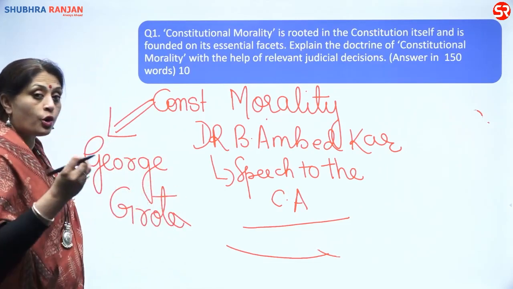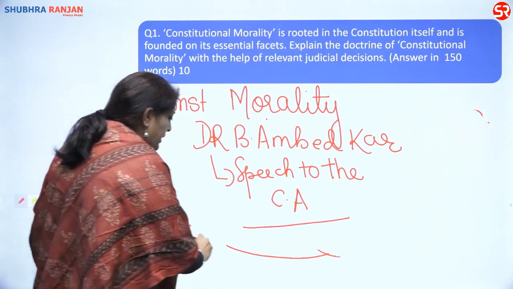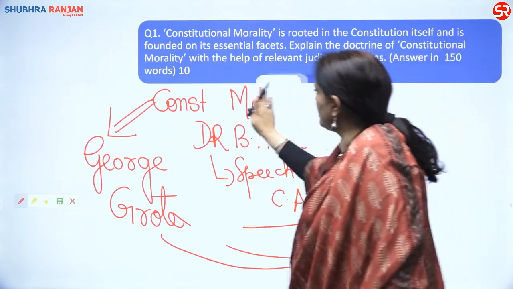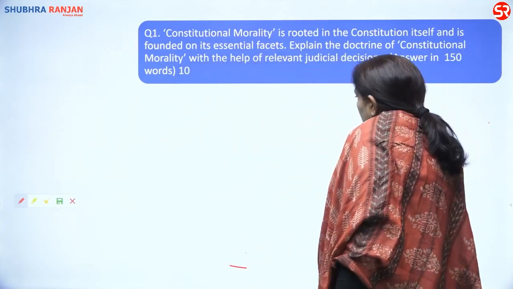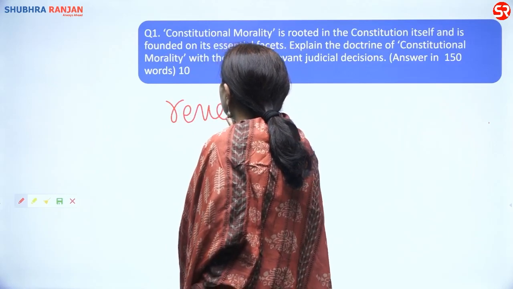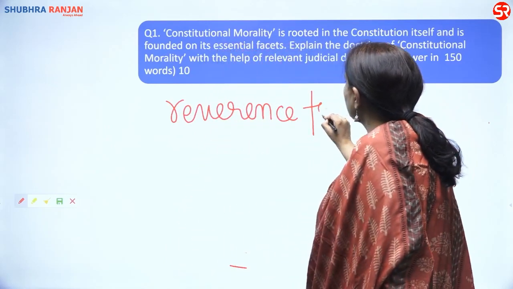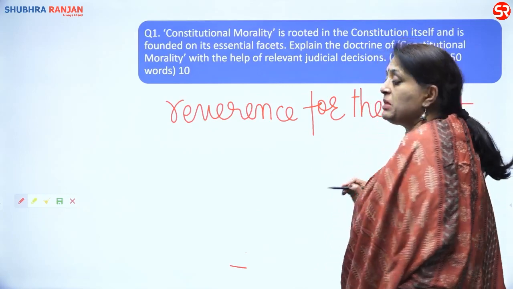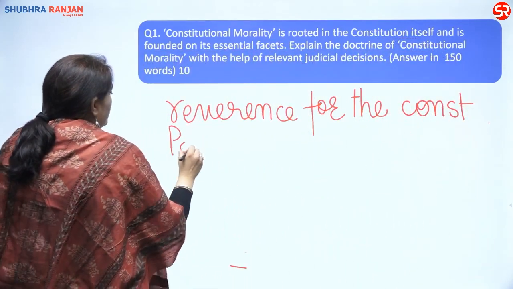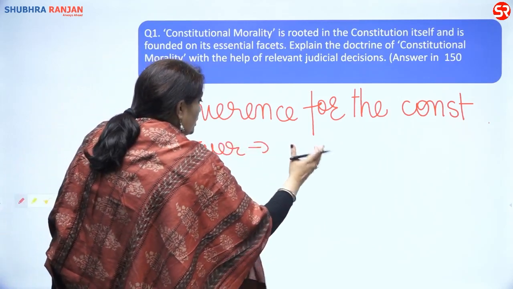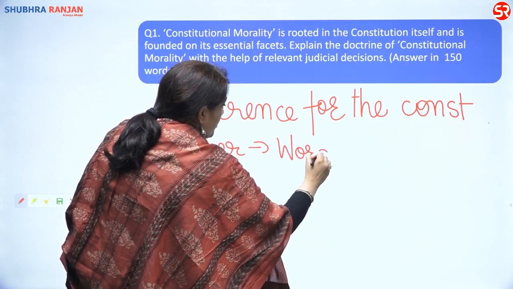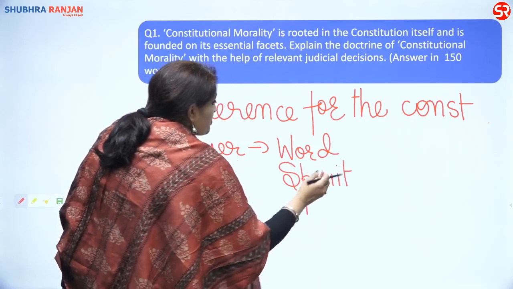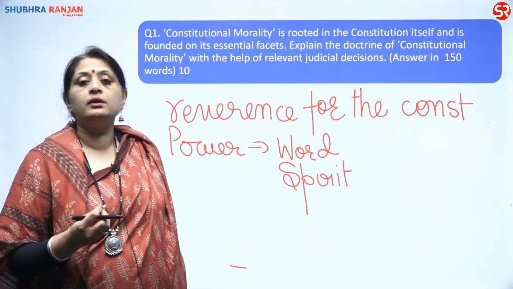And how does George Grote describe constitutional morality? George Grote has described constitutional morality as having reverence for the Constitution, which means that those who are in power should follow the Constitution, not just in the word, but they should also follow the Constitution in the spirit. Understand the spirit of the Constitution.